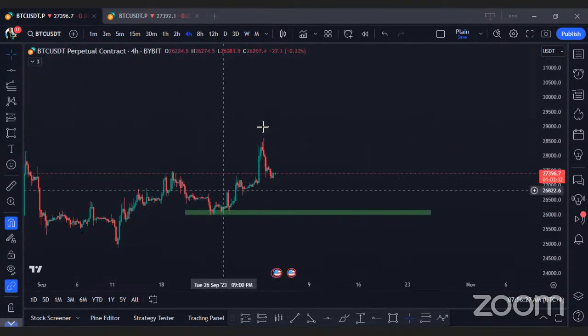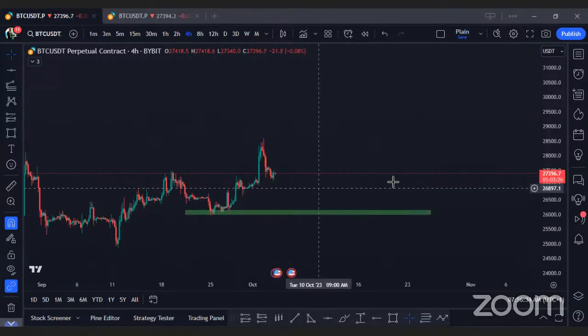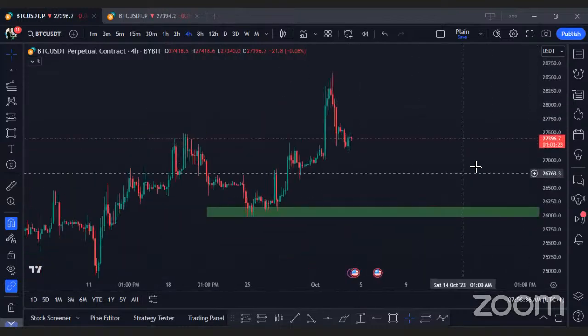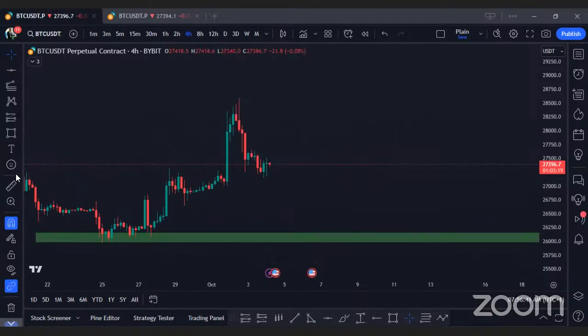So here, if this market continues to drop, we'll definitely be seeing another rejection at this area of that 26. Okay, but before then, we equally have another support area here. All right, we equally have another support area here.